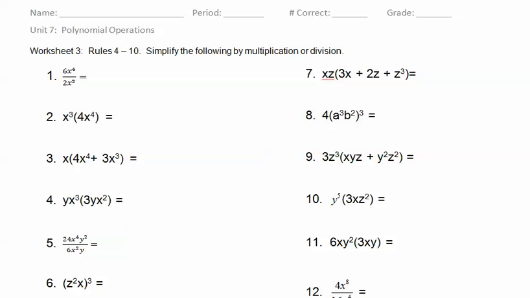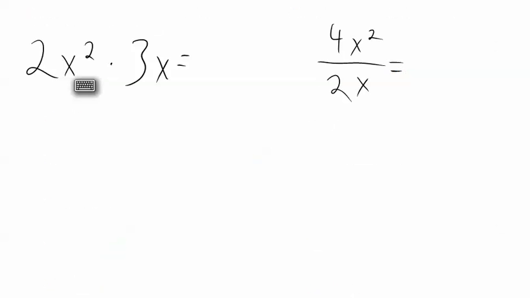For worksheet 3, we're going to be practicing multiplying and dividing polynomials. Before I actually do any of the problems from the worksheet, let's just remind you of the rules real quick. So to multiply polynomials, in this case we have monomials, remember what we do is we multiply the coefficients. The number in front is the coefficient, so we go ahead and multiply those. So 2 times 3 is 6. And then we add the exponents. So we have an x squared here, and if there's nothing up here, it's a 1. So it would be x to the 2 plus 1 is 3.